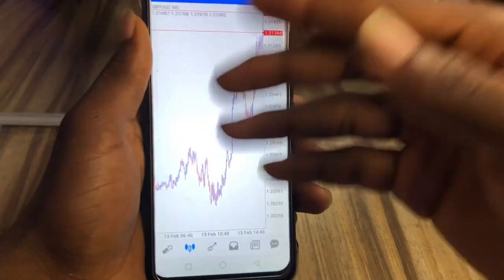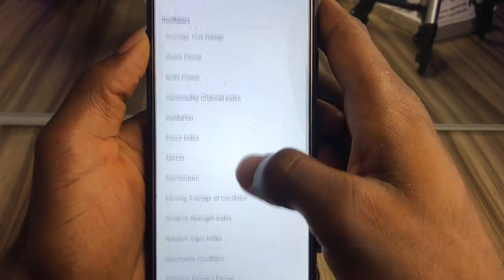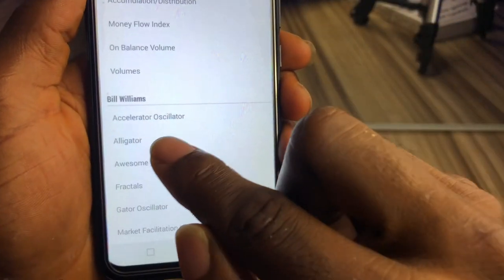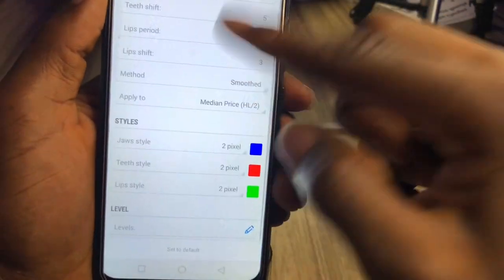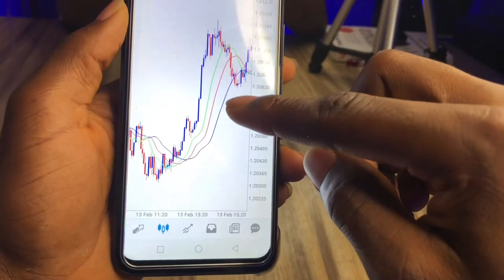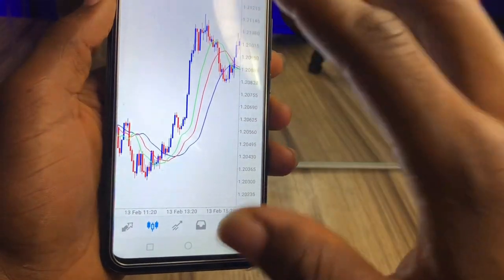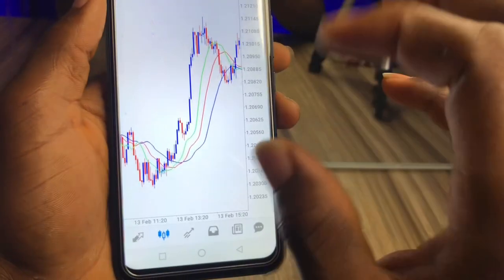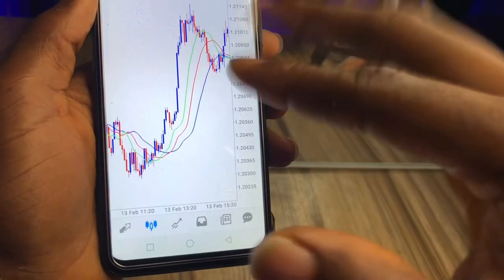In order to get the different trends in the market, you can come to this indicator section right here and search for alligator. Check for it. Okay, we can see it right here. Tap into the alligator, keep every one of these settings like this, and once you're done, go ahead and hit done. This right here is what we call the alligator indicator. The alligator indicator is made up of 3 moving averages, and these moving averages mean a lot when they're combined.